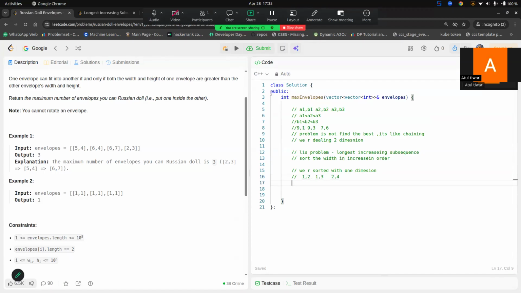So somehow we need to sort in an order such that we can avoid duplicates. So we will sort the height in decreasing order. That's what we will do.